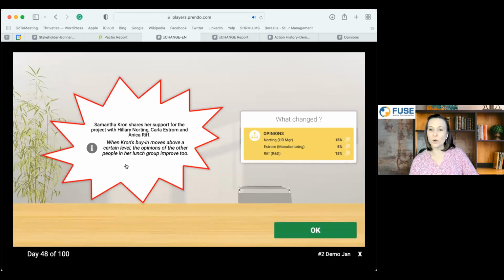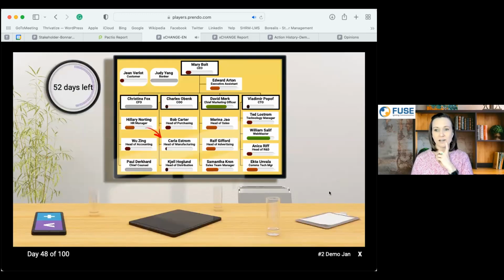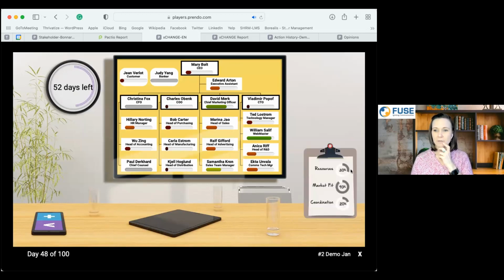Now here, this is that social network being affected. So we only asked him to lobby Samantha, but she shared her support with the 3 other people that she's in the run club with. And so their opinion also increased because we just talked to that one person. Cool. And as you can see, we have also resources, market fit, and coordination that we need to get to 100% in order to get full approval of our innovative idea also.